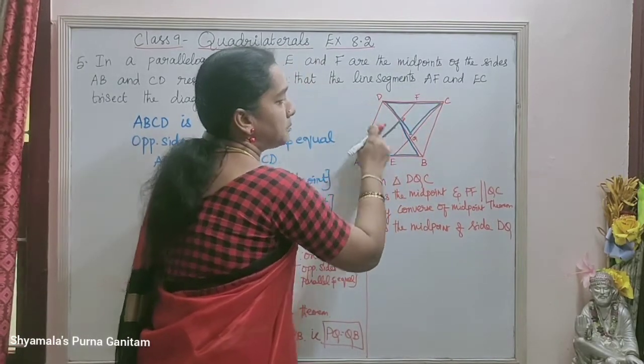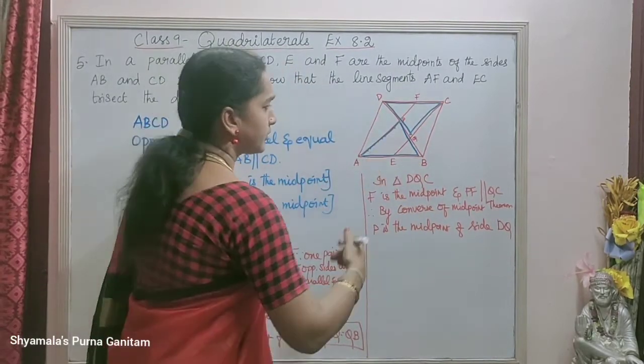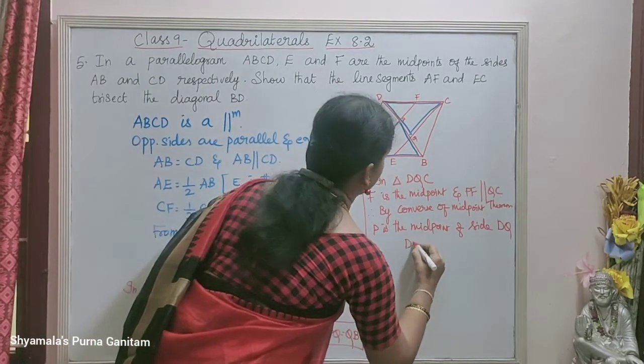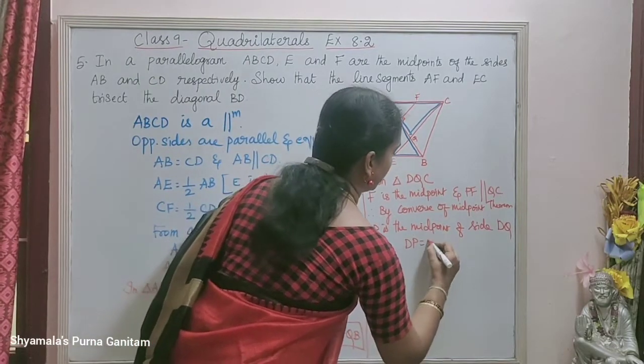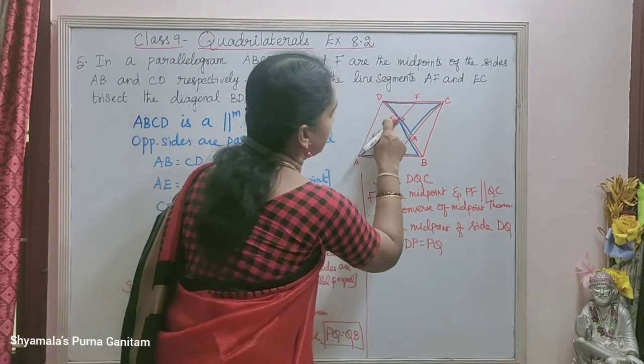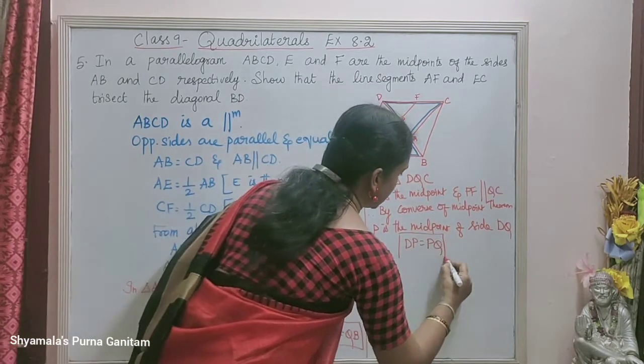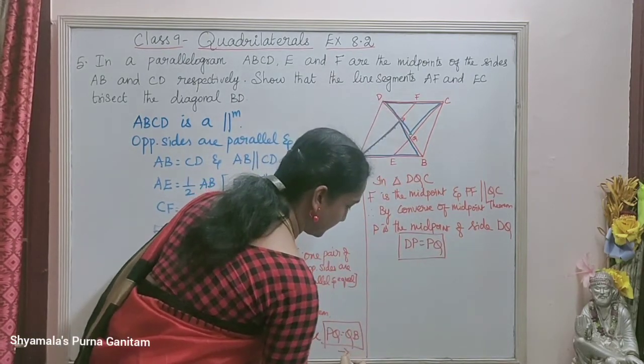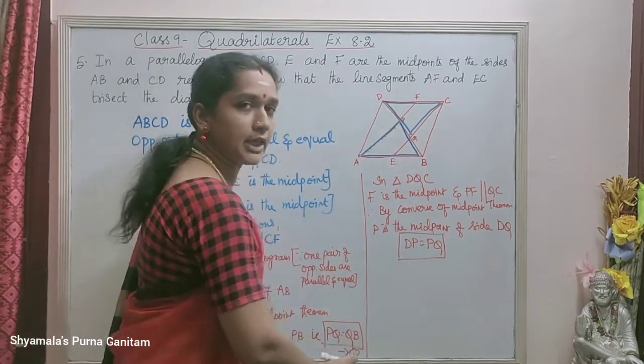P is the midpoint of side DQ. So DP is equal to PQ. First, what have we proved? First, PQ is equal to QB.